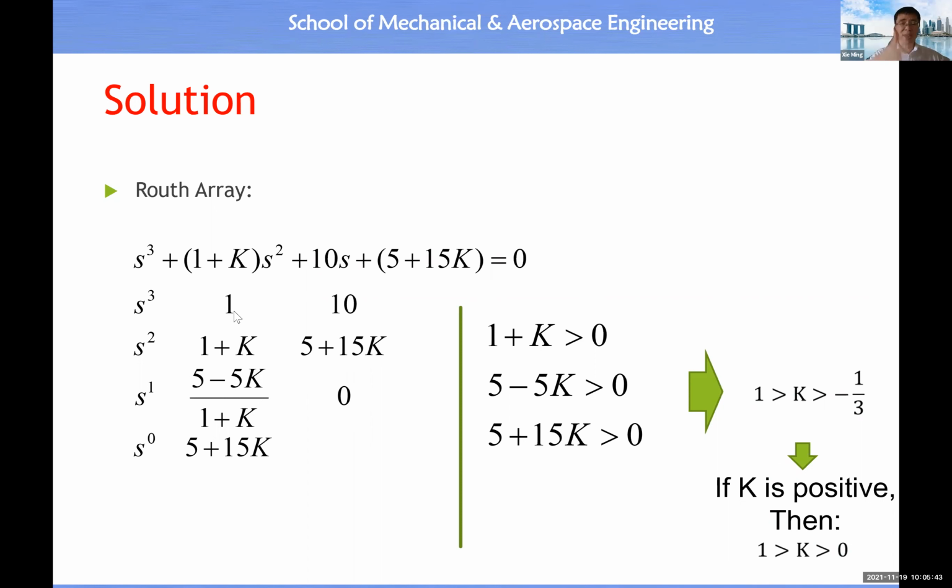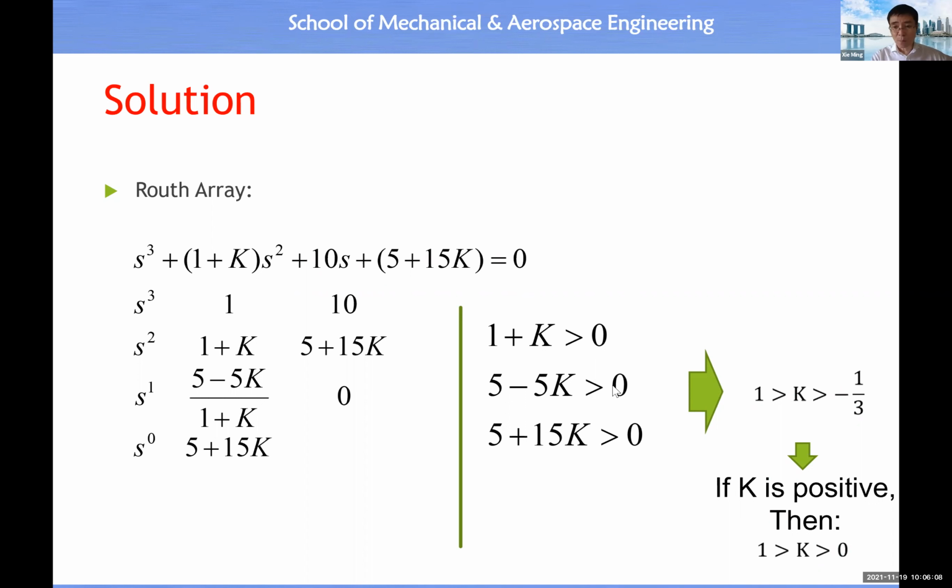So in order to make the change of sign equal to 0, this must be positive, positive, positive, right? Then from this one, you see K must be smaller than 1. For this one, K must be greater than negative 1. This one means K must be greater than negative 1 over 3. Then this condition is stronger than this one, so you ignore this one.